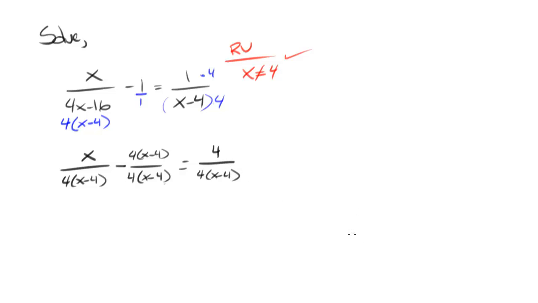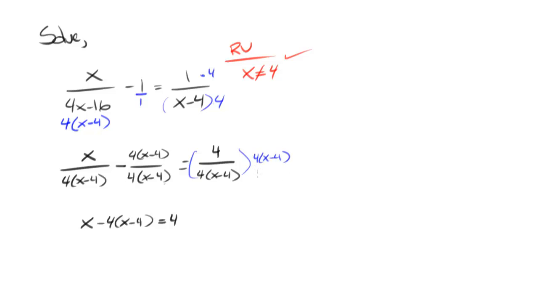Okay, at this point, every term of this equation has the same denominator, and I've taken into account my restricted values, so what I'm allowed to do is just rewrite this equation without these denominators. And so this becomes x minus 4 times x minus 4 equals 4. One note on that step, by the way: I'm not just getting rid of the denominators. What I'm actually doing is multiplying both sides of this equation by that least common denominator.